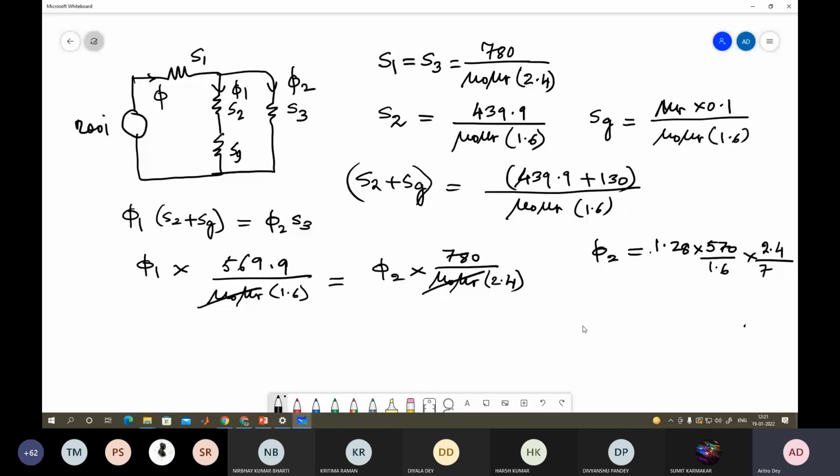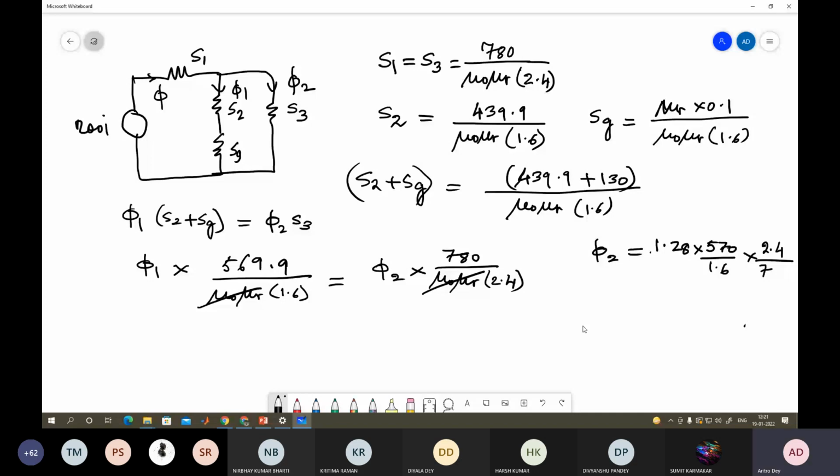Okay, so we can calculate this as 1.28 into 1.5 into 57 divided by 78, and that came as 1.4. Sir, SI unit of phi is Weber only, na? Yes. Here it is given as milliweber. So this is 1.4 milliweber, or we can write 1.4 into 10 to the power minus 3.